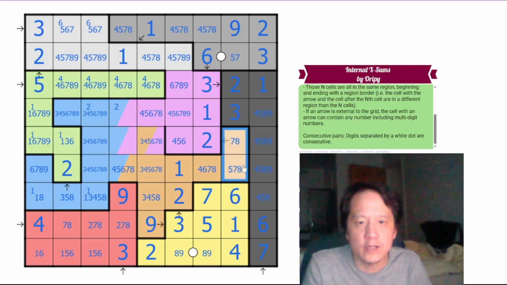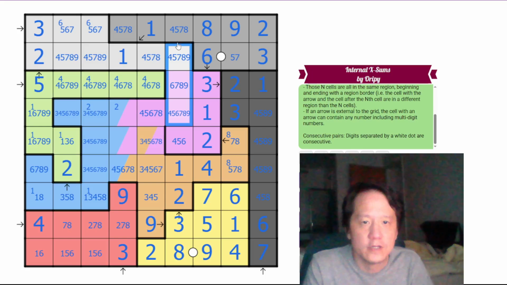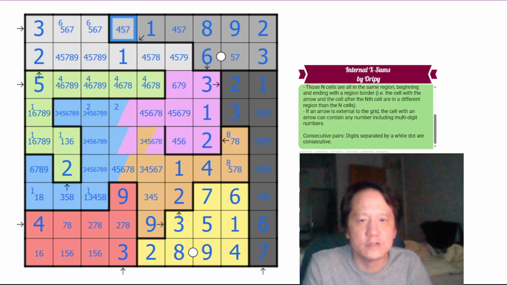So we have an 8 in one of these two cells, which means 8 cannot be in the rest of the orange region. This can't be 4, 6, or 7, so this is 4. This can't be 4, 5, 7, so this must be 8, which makes this 9, which makes that 8. So 8 cannot be here. 8 cannot be here. One of these is a 4. We're not sure which.